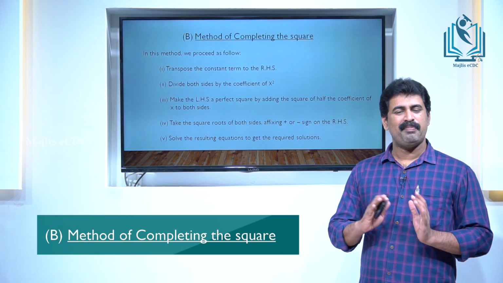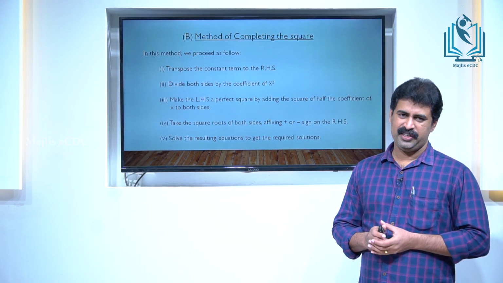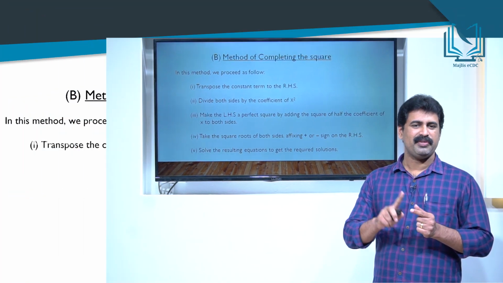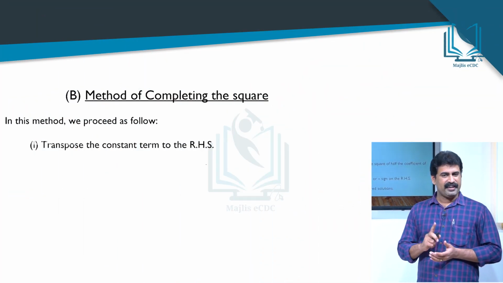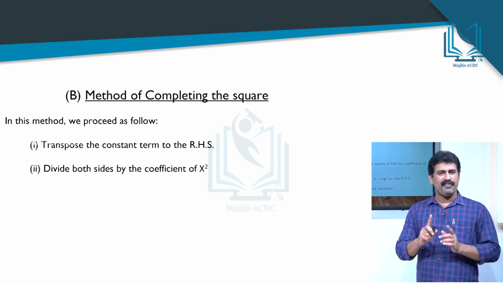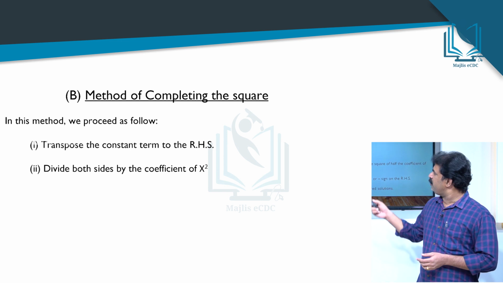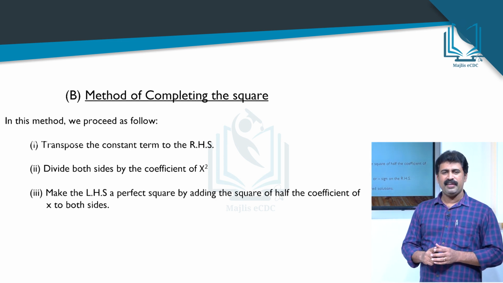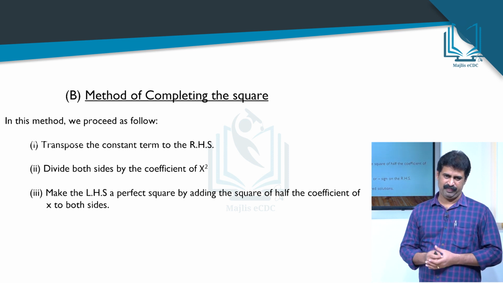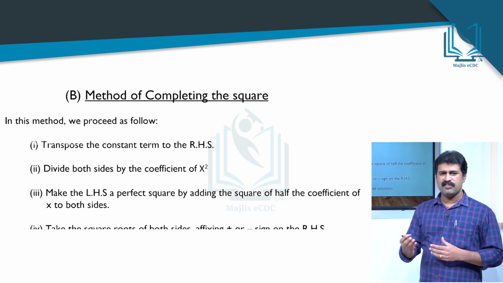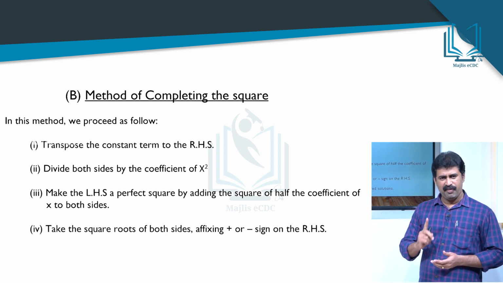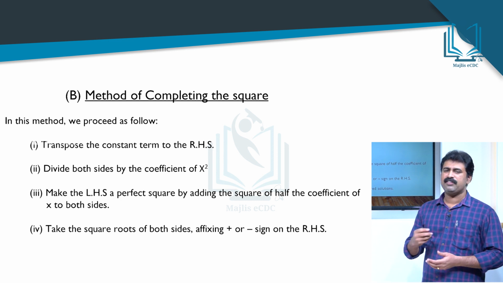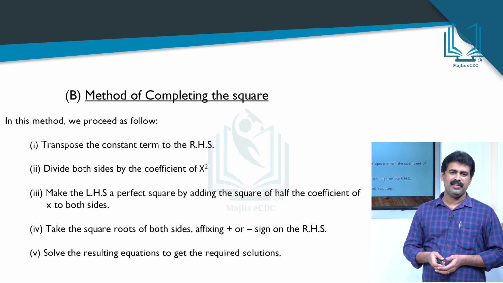Next, method of completing squares. In this method, first we transpose the constant term into RHS. Next, dividing the coefficient of x square on both sides of the quadratic equation. Next, make the LHS a perfect square by adding the square of the half of the coefficient of x on both sides of the equation. Next, taking square roots on both sides of the equation, affixing plus or minus sign on the RHS. Then we will get the solution of the quadratic equation.